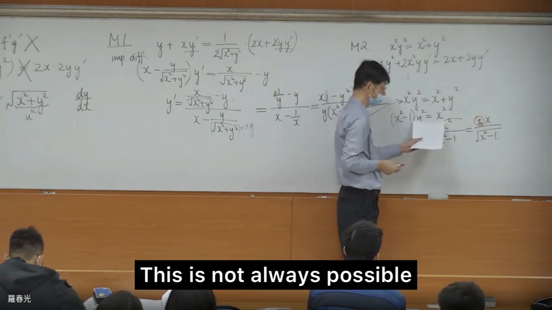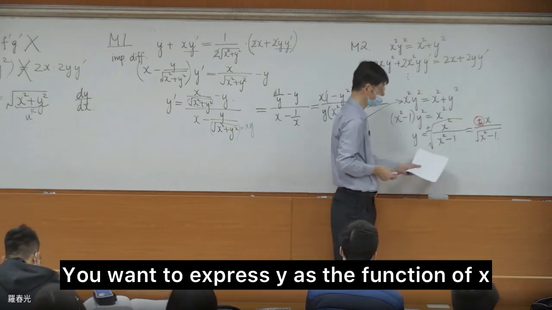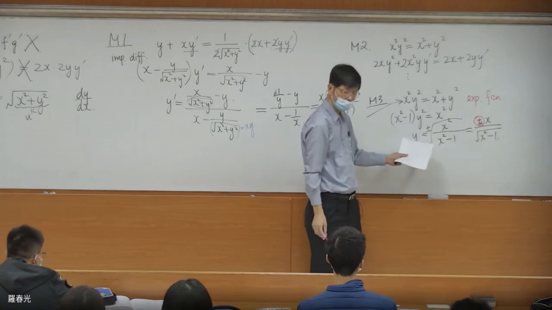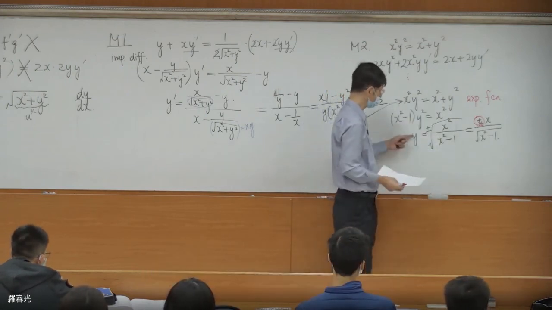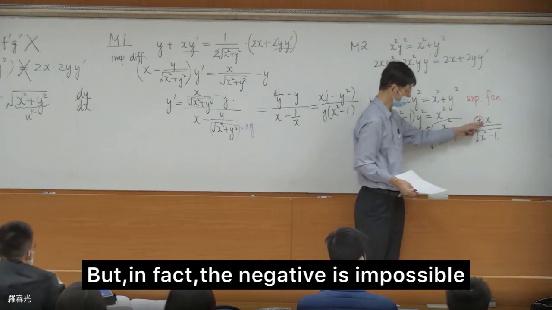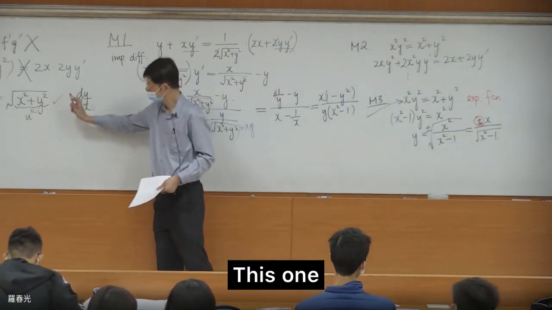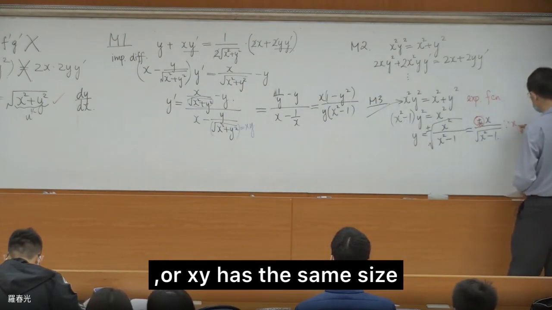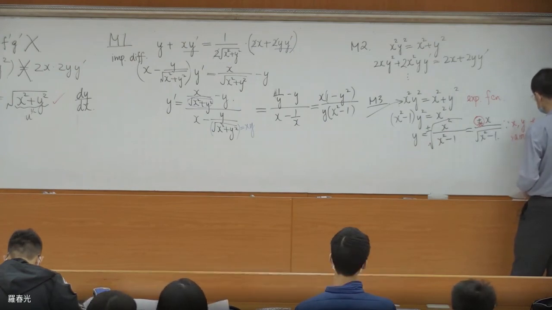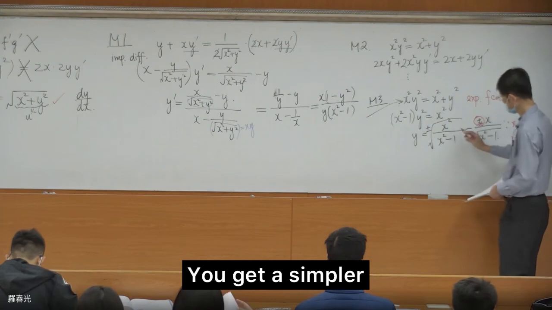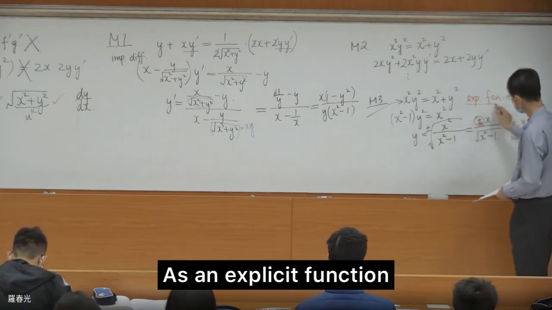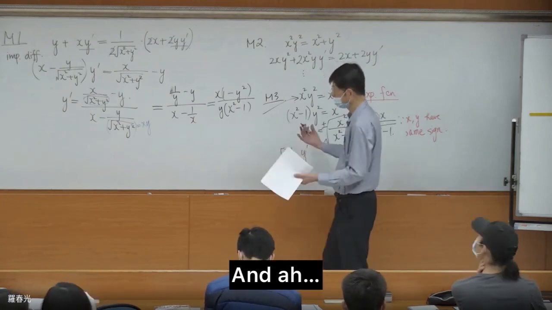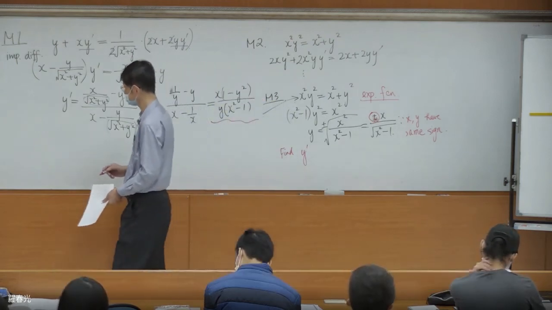It's not always possible. Sometimes you want to express y as a function of x directly, to make it an explicit function. And this time it's possible. Y as a function has a positive and negative, but in fact the negative is impossible. If you look at the original equation, y has the same sign as x. And so you get a simpler expression for y as an explicit function, and you can differentiate, find y prime, and of course you get the same thing as before.